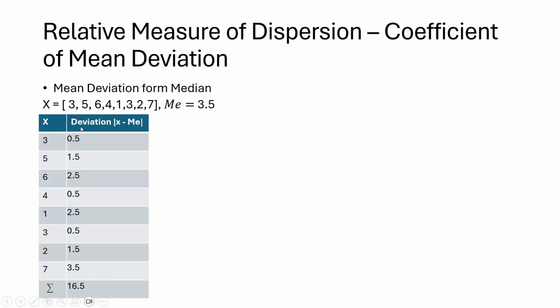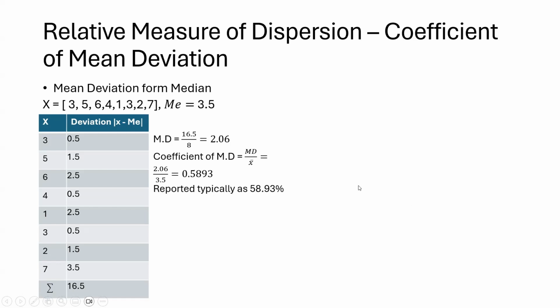Then if we do the same for the median, we have the same data set and the median is 3.5, and the deviation from the median is this. Again, there's an absolute sign, so we are ignoring the sign of the values. Taking the average of the deviations, we add them up and get 16.5, which we divide by 8 to get the average deviation, 2.06. For the coefficient of mean deviation, we divide this mean deviation by x bar. Please note that in the case of mean deviation from median also, for the coefficient we divided by x bar. The value comes out to be 0.5893.